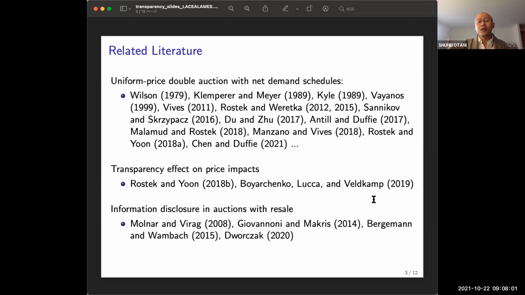Boyarchenko, Lucca, and Veldkamp consider pre-trade information sharing among the primary market participants before the auction begins. And they show that with more information sharing among the primary market participants, they become better informed and bid more aggressively. So it improves the expected revenue of the Treasury. So the direct inference effect on the primary market participants is critical to their results. On the other hand, I consider post-auction information disclosure, but before the secondary market opens. And in that case, there is no direct inference effect on the primary market participants, and rather, the indirect liquidity effect, the price impact effect, is critical.